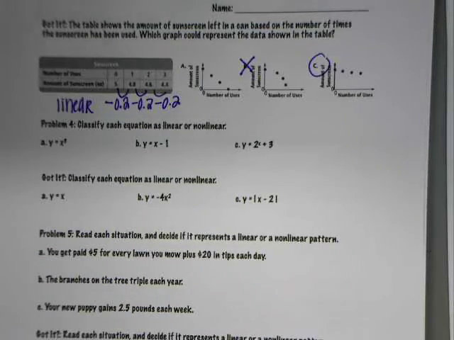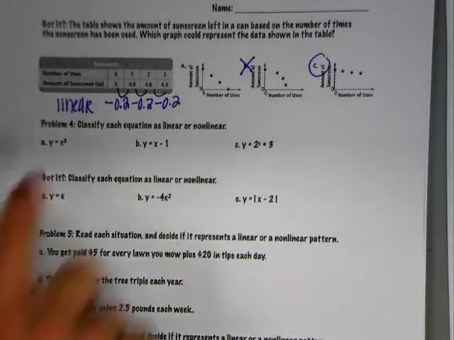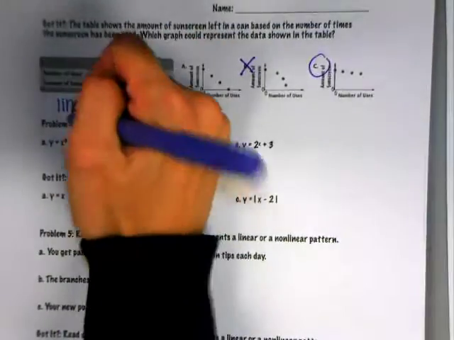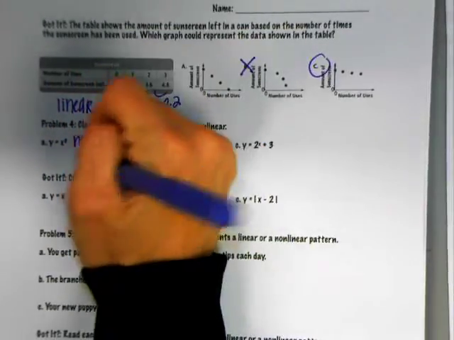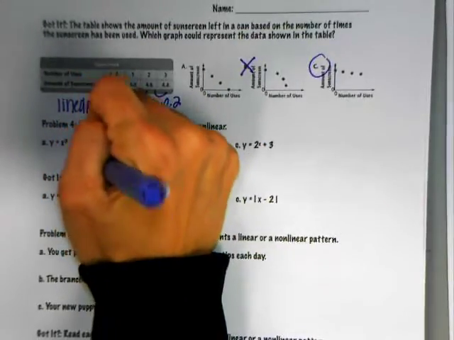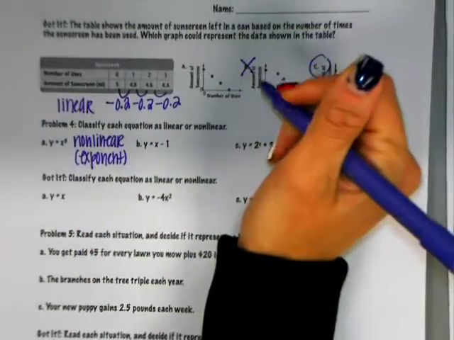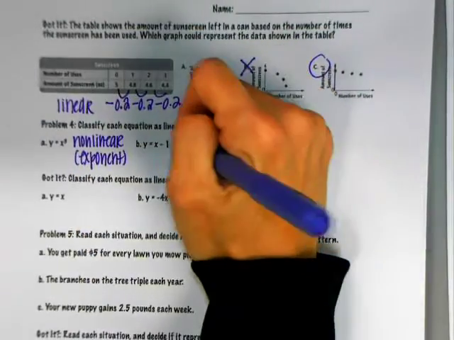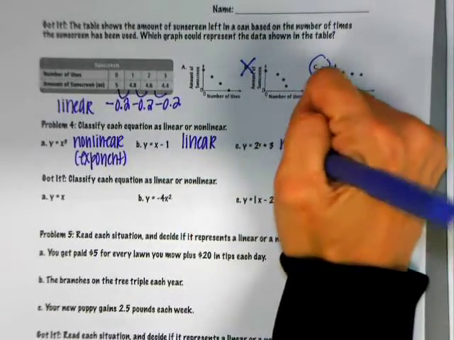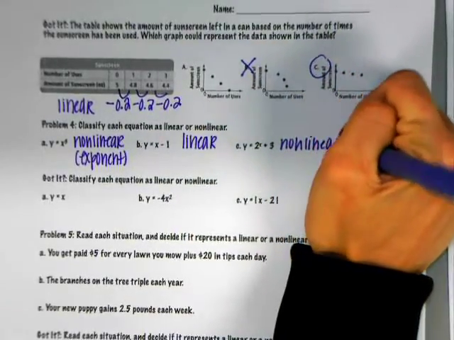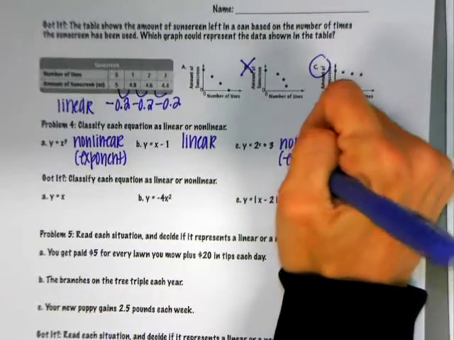Okay, so now for equations, remember that it has to be y equals mx plus b to be linear, and then otherwise it's not. So what do you think for the first one? Yeah, nonlinear. Yeah, it has an exponent. Okay, what about B? Linear. And C. Nonlinear, because of the exponent.